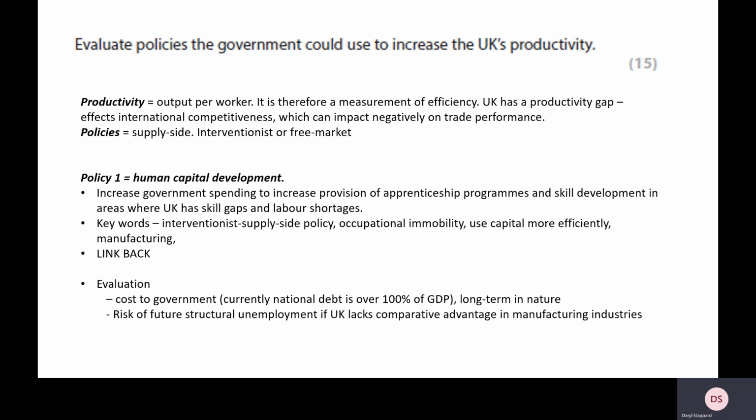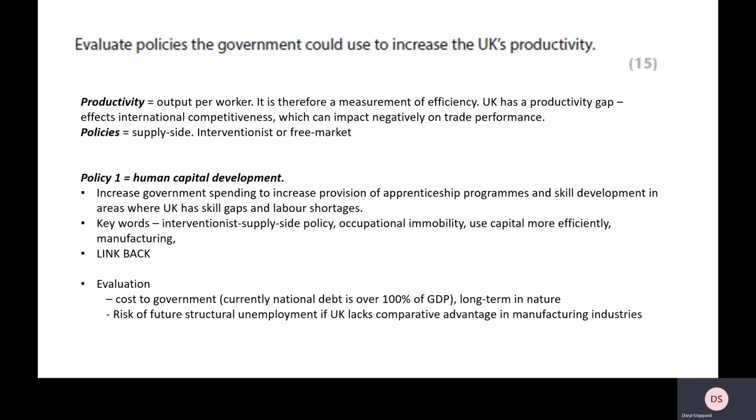Right, in the next paragraph, I'm going to say that my first policy would be to improve human capital. So this would be a policy designed to upgrade the quality and efficiency of labour in our economy. Now below that, you can see how I would introduce that policy. I'm going to talk about how this would require increased government spending to increase the provision of apprenticeship programmes and skill development in areas where the UK has skill gaps and labour shortages.